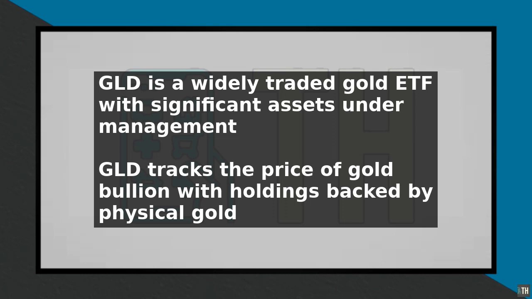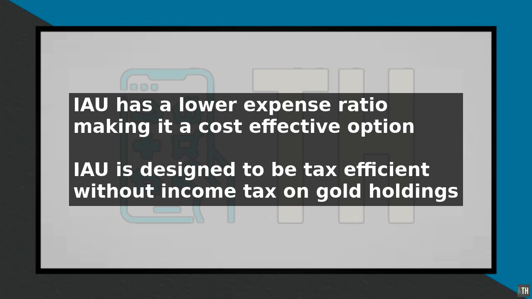First, let's look at GLD, also known as the SPDR Gold Shares ETF. GLD is one of the largest and most widely traded gold ETFs. With a significant amount of assets under management, it is designed to track the price of gold bullion, and its holdings are backed by physical gold bars stored in vaults. GLD has a slightly higher expense ratio compared to IAU, which can eat into your returns over time.